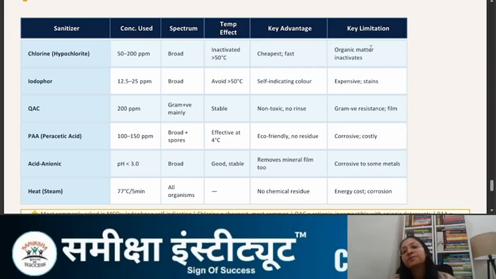Then it also leads to organic matter inactivation. It gets inactivated in the presence of organic matter. This is the key limitation.